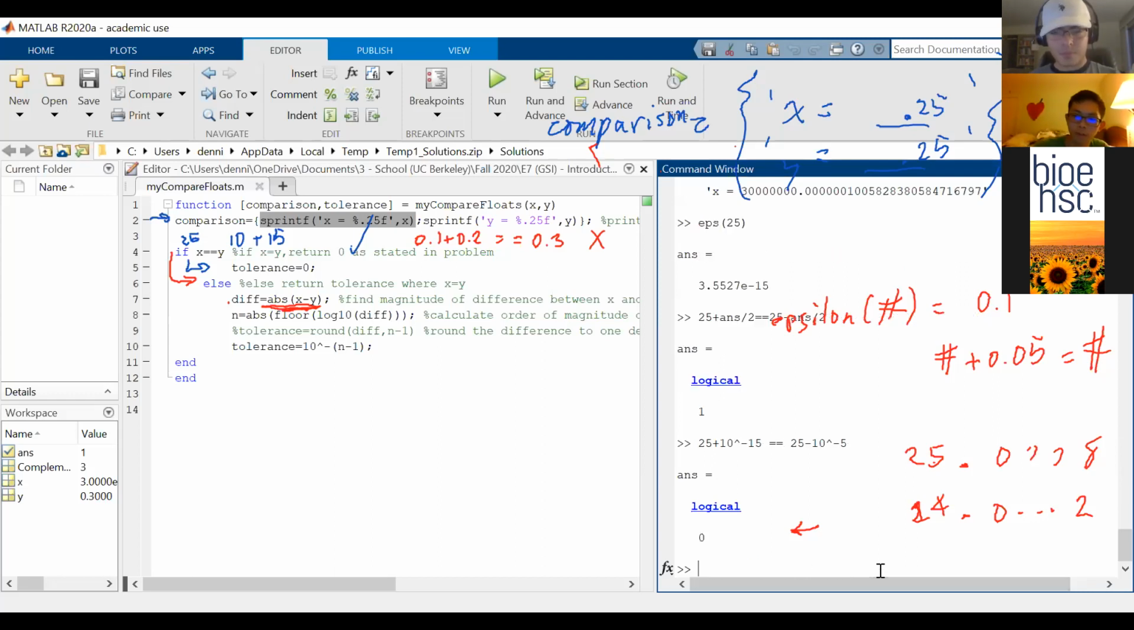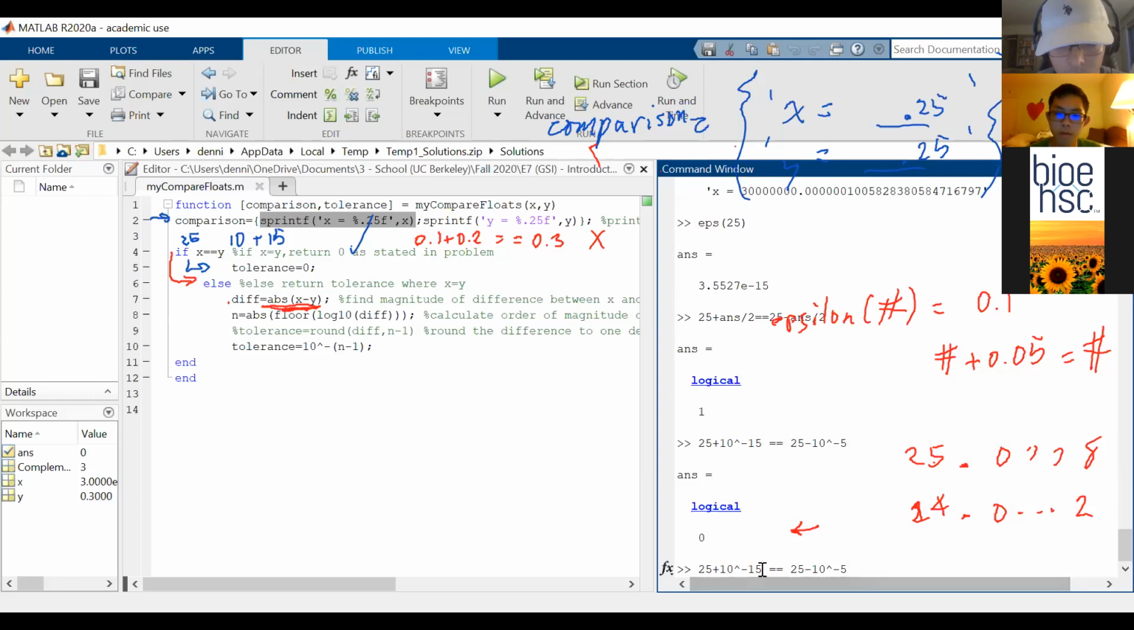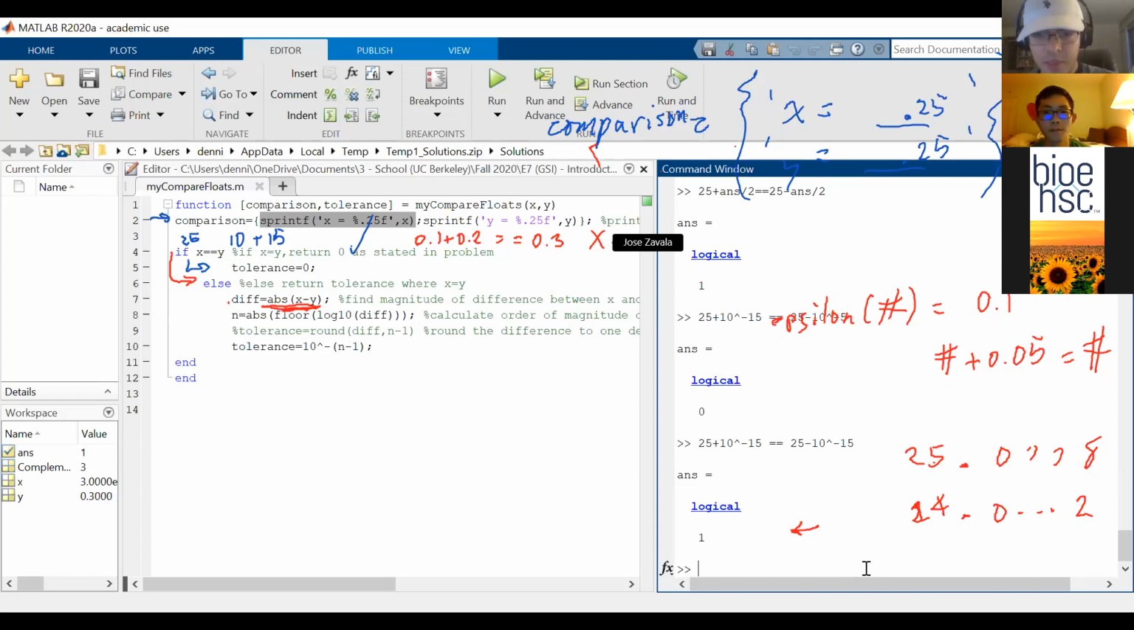So can I put numbers to these? Oh wait, I need to do divided by... let's do 16. Oh, that's why. I did 5 instead of 15. This should work. Yep. Isn't that weird? And when you input numbers into epsilon that are really big, there's a point when epsilon starts being more than 1. So 3 trillion and 3 trillion and 1 would probably be the same for a computer.